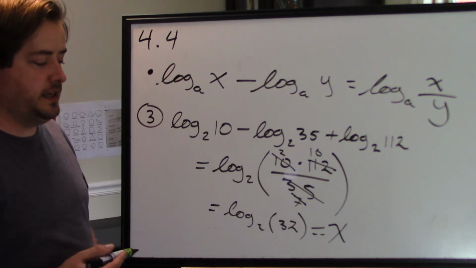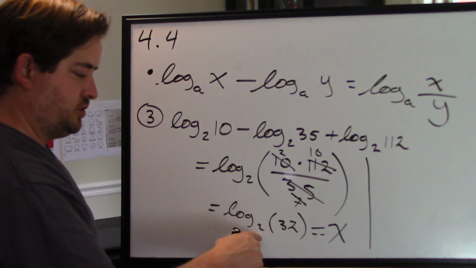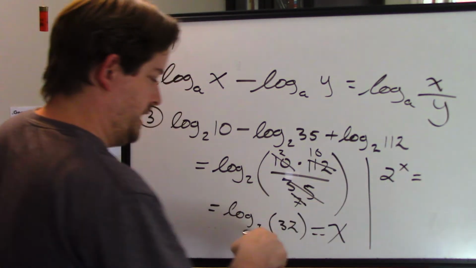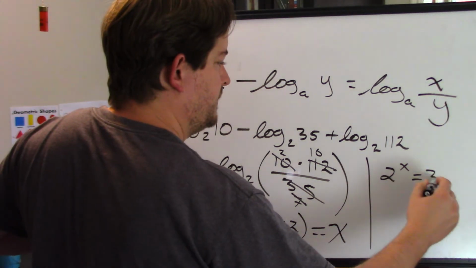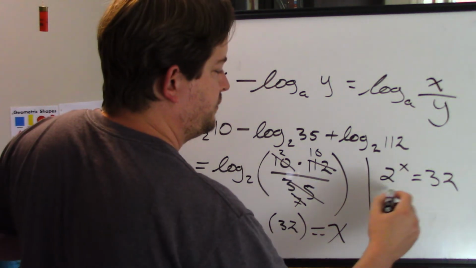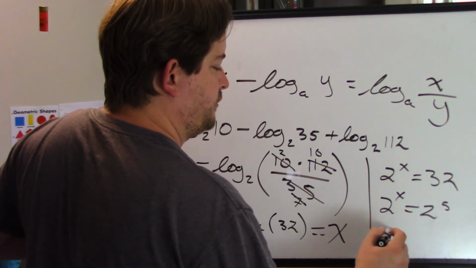I'm supposed to evaluate that, so that equals something. I don't know what it is yet, but if I say it's equal to x, I can rewrite this as 2 raised to the x equals 32. And I know that 32 is 2 to the 5th. And therefore x equals 5.